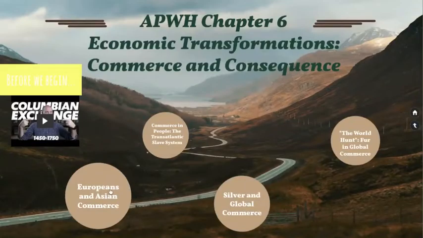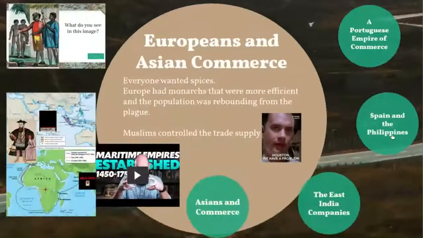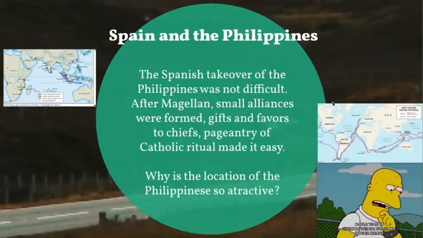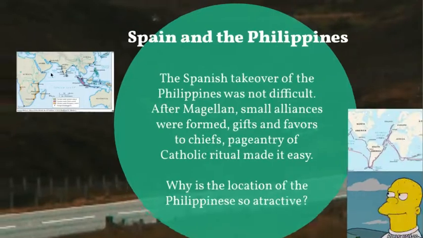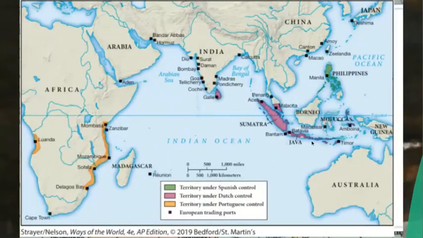Back into Europeans and Asian commerce. Spain and the Philippines. So let's look at our map here. Again, here's our spice trades over here to the right. Territory under Spanish control is in the green. Territory in Dutch is in the purple. And then we have a little bit of Portuguese that controlled the spice trade in Africa. Also, all of the little squares are European trading ports.